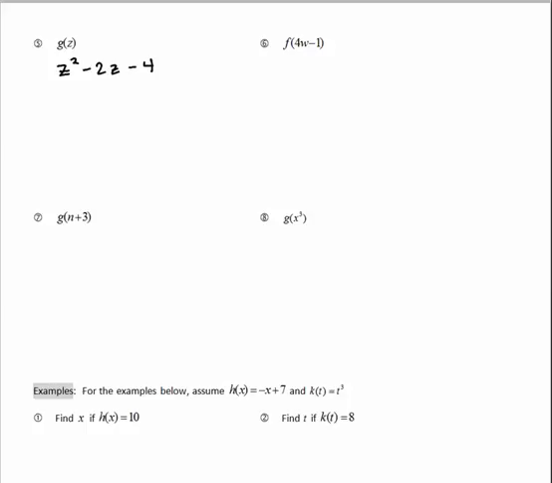Sometimes it's more than just a variable for a variable swap. In the next example, f of 4w minus 1, I'm going to replace the x with the whole expression 4w minus 1. Parentheses are really important here. So notice how I'm going to say it's 2 times, and then using my parentheses, 4w minus 1 plus 5. I'll use the distributive law, 8w minus 2 plus 5, and then just simplify that to 8w plus 3.